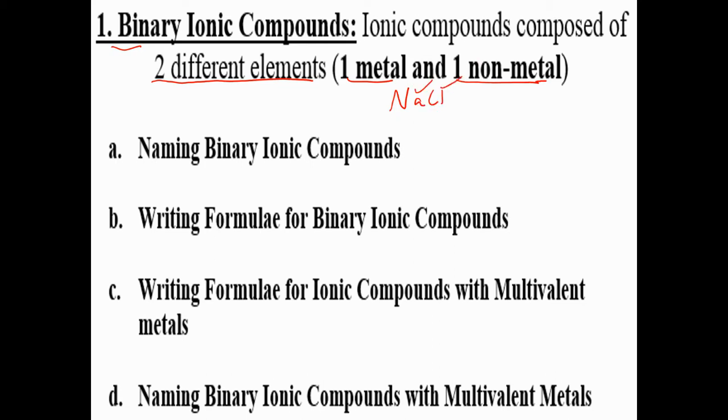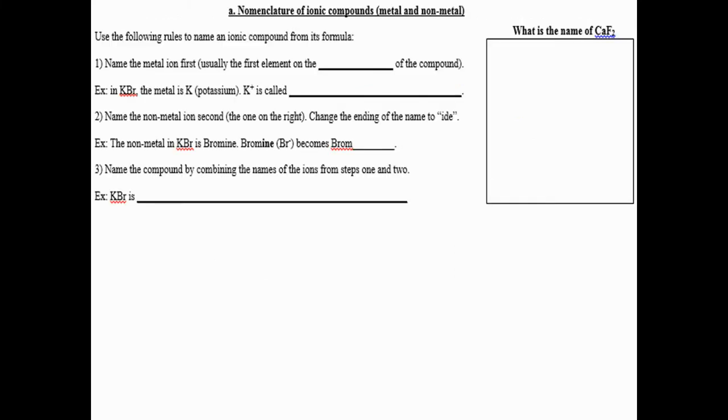There are some ionic compounds that have more than one element in it. For example, Na2CO3. This is still ionic because there's a metal in it, but there's more than two elements. So this would not be a binary ionic. This is an ionic compound with a polyatomic ion, as you might remember from grade 10. Our focus in this lesson is really going to be on the binary ones. So these are the basic rules when you're naming binary ionic compounds.